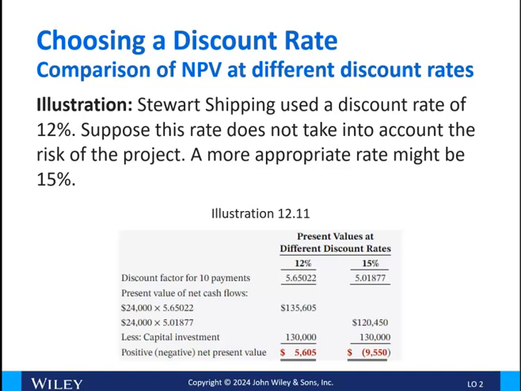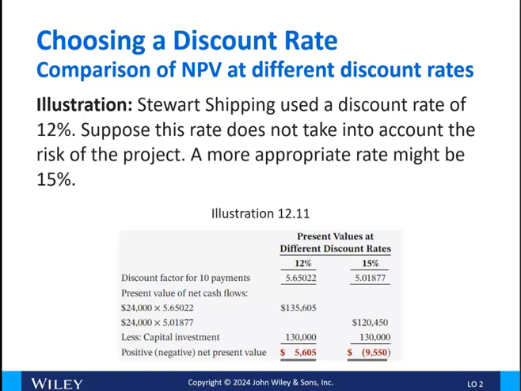So Stewart Shipping used a discount rate of 12%. Suppose this rate does not take into account the risk of the project. So if we add risk to that, a more appropriate rate might be 15%. Okay, so all that doing is adding in what happens if our projections are a little aggressive, we don't make the sales that we think we're going to do, costs us more to operate, things like that, because those are all estimates when you're looking at the project. So you put some of that risk in. In this case, they took it to 15%.